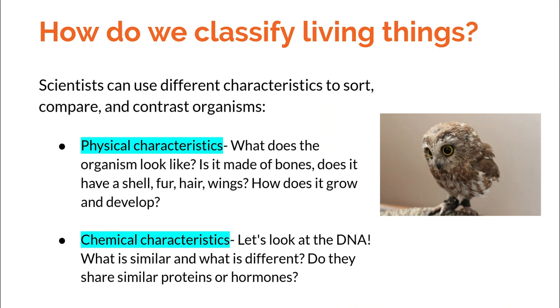We can also take a look at these chemical characteristics. So in the last lesson, we talked about looking at DNA. By comparing the DNA of one species versus another, we can also see if they should be in the same category or maybe a different category. And there are some other chemicals in an organism's body that we can also look at to help compare and contrast, like proteins or even hormones.